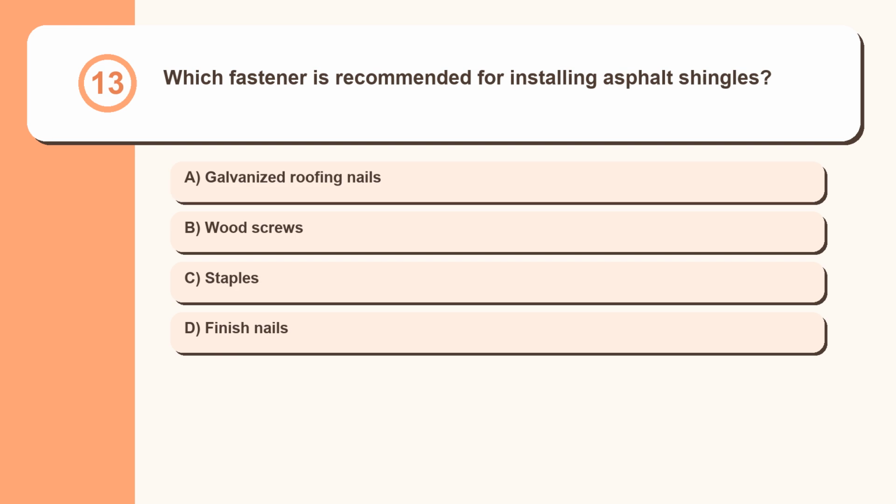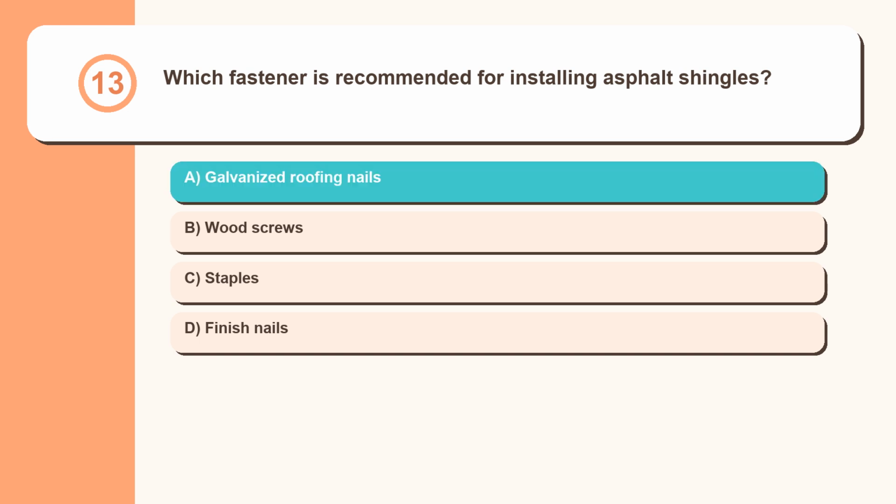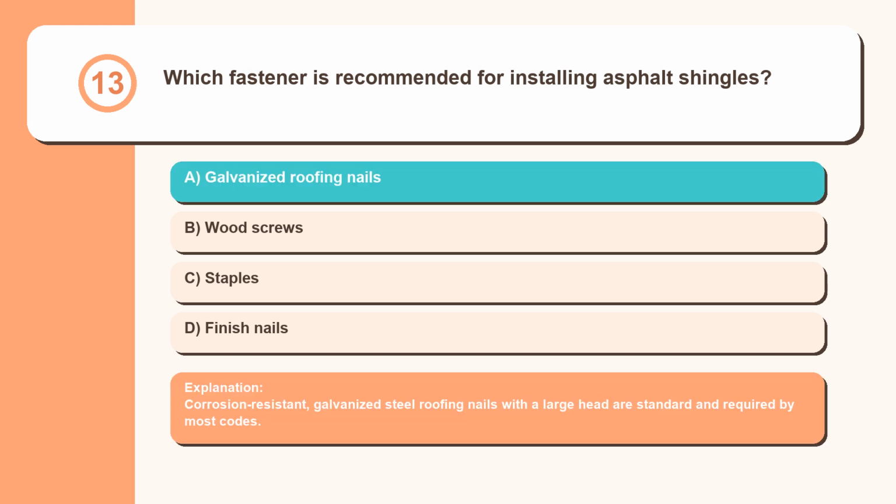Question 13. Which fastener is recommended for installing asphalt shingles? Galvanized roofing nails, wood screws, staples, finish nails. Corrosion-resistant, galvanized steel roofing nails with a large head are standard and required by most codes.